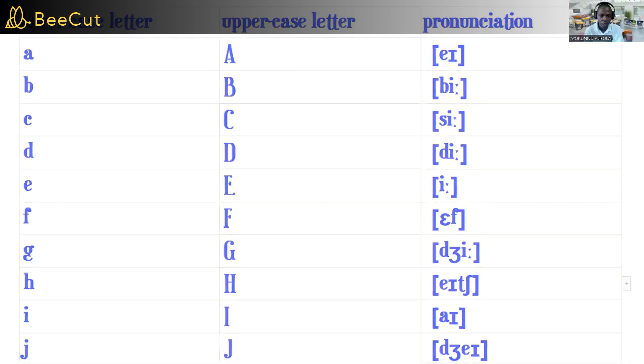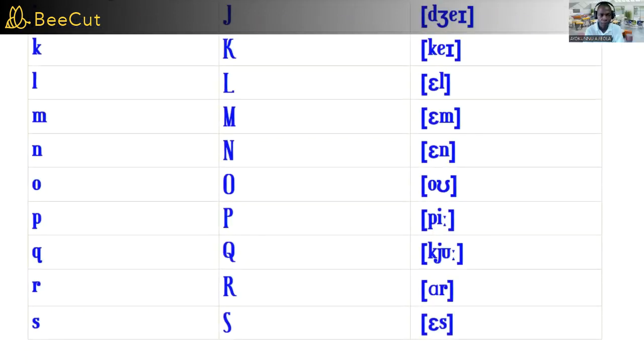So we're going to move to the next page now. For J, we have J. For K, we have K. And for L, we have L. M, then N, and then O. That is where the diphthong comes in. Now for P, as in pie, P, and long E. Then Q, like K and J, long U, so Q. Then R, and S.